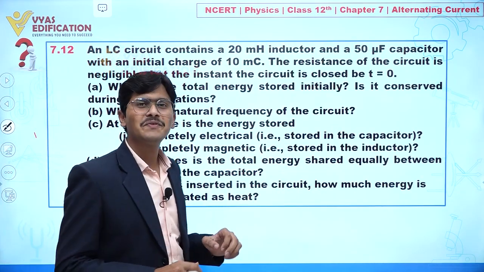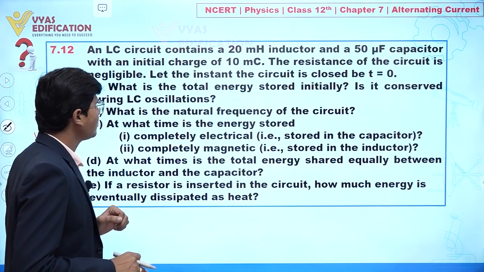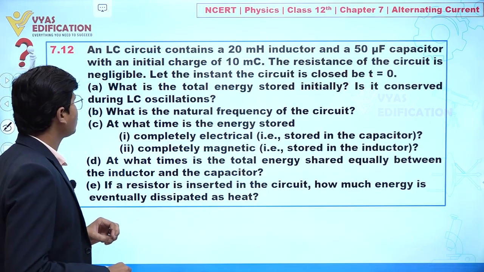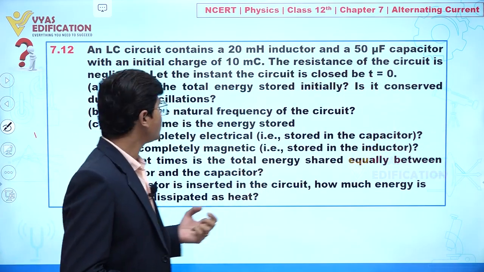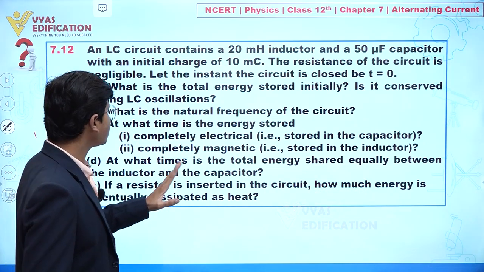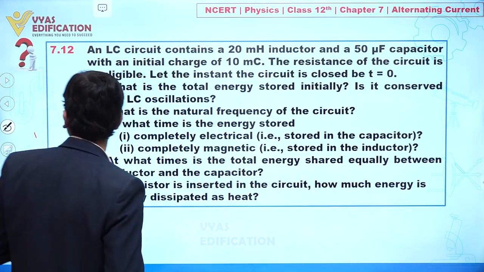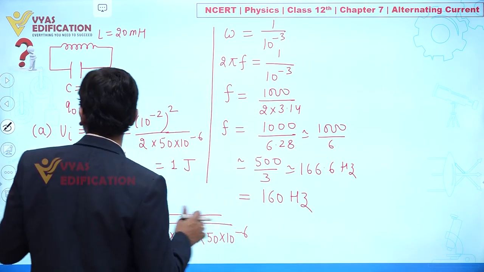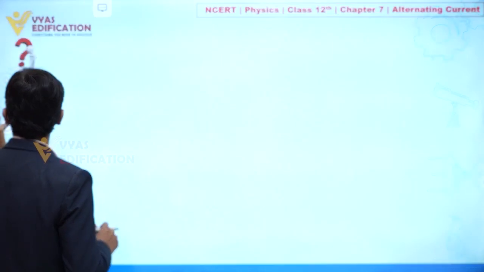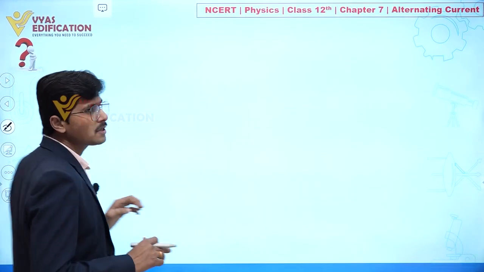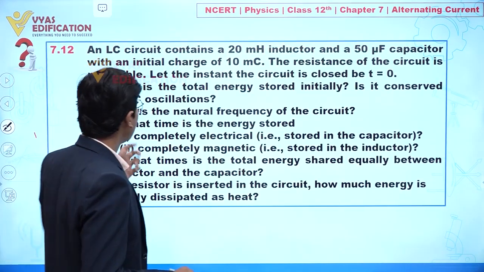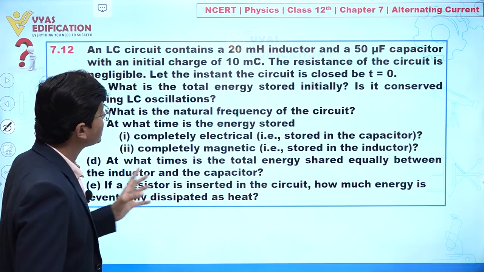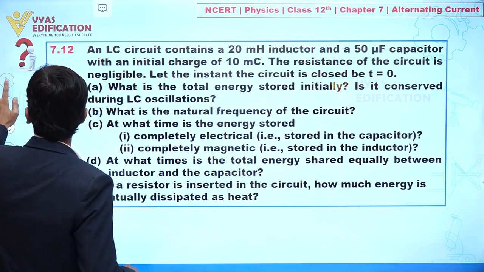Now what is part number C? I think part number A and B is clear to you. Now we are going to discuss part number 3: at what time is the energy stored completely electrical first, and completely magnetic. So now concentrate on the screen.